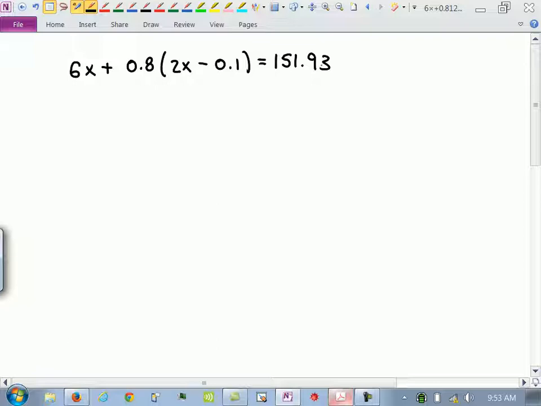Okay, so here we go. This is a linear equation. Now, you see decimals and you see grouping symbols, right? Which one do we do first? According to our steps, what is it?